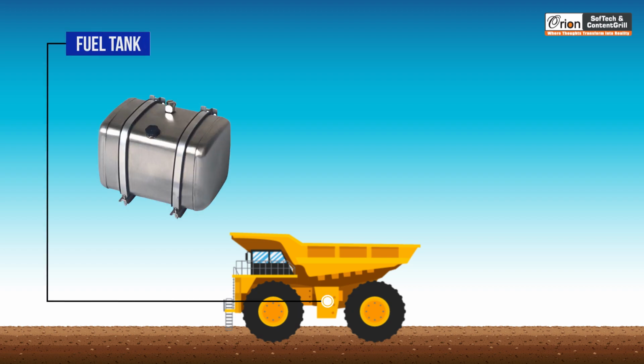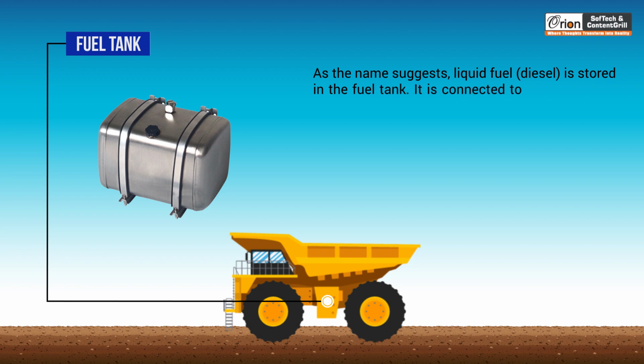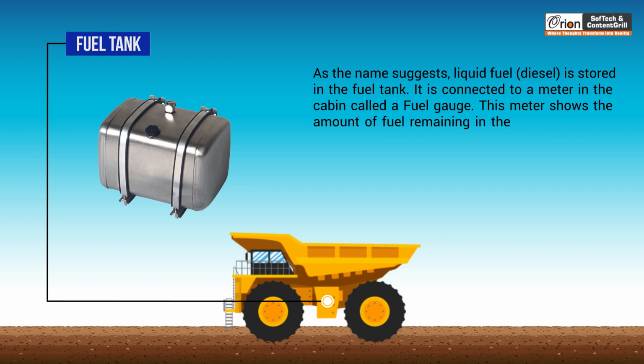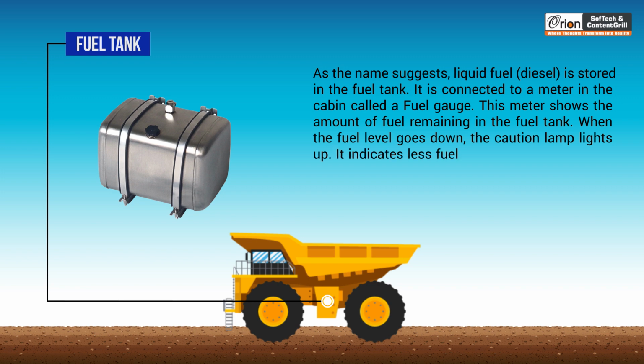Fuel tank. As the name suggests, liquid fuel, that is diesel, is stored in the fuel tank. It is connected to a meter in the cabin called a fuel gauge. This meter shows the amount of fuel remaining in the fuel tank. When the fuel level goes down, the caution lamp lights up. It indicates less fuel remaining in the tank, so check and add fuel.